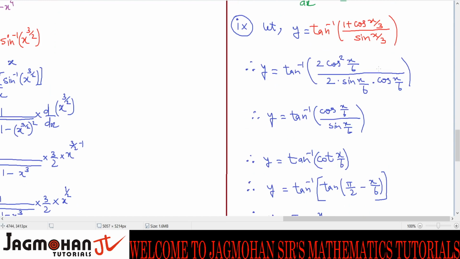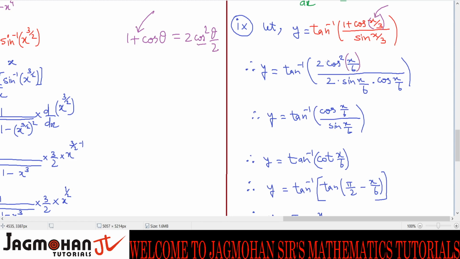Then this question, tan inverse of 1 plus cos x by 3 upon sine of x by 3. Okay, once again, we know the formula, a special formula you already know. 1 plus cos theta equals to 2 cos square theta by 2. Just prior to this, we had written the formula for 1 minus cos theta. When you have negative here, then you write sine square here. Okay, but then it is positive, so it is 2 cos square theta by 2. So 1 plus cos x by 3 will be 2 cos square half of x by 3. Half of x by 3 is x by 6.